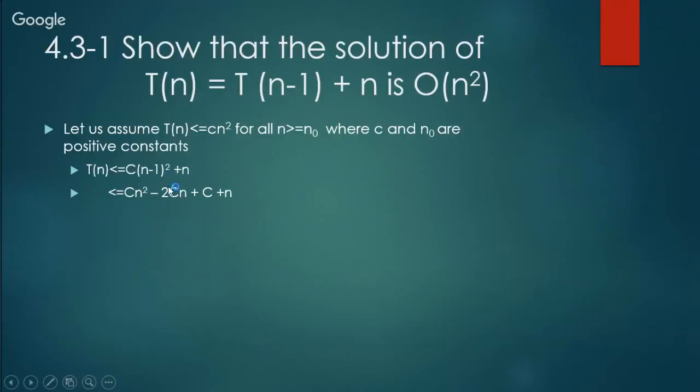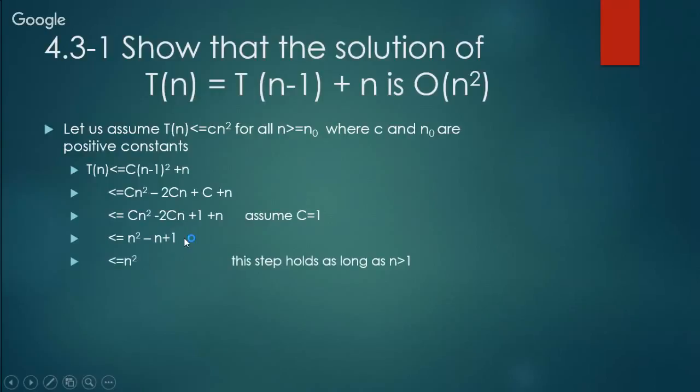Then, as you expand this, you find Cn squared minus 2Cn plus n. Let us assume that n equals 1. Then we are able to get this equation. Eventually we come to the end and say that T(n) is less than or equal to n squared, and this holds as long as n is greater than 1.